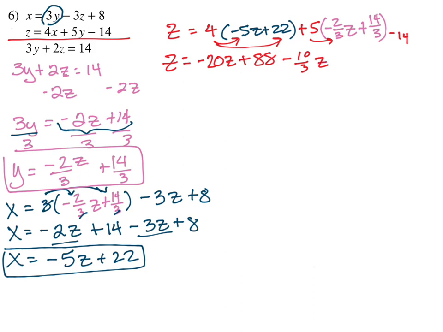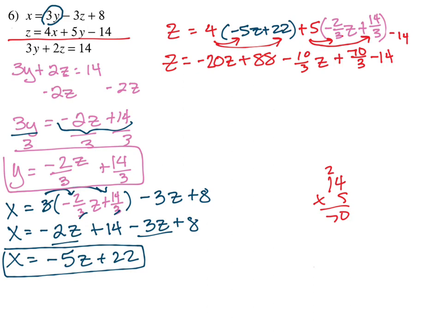Am I going too fast? Well, you got 5 times 14. Anybody have a number on that? 5 times 14. 70. I think I got 70. So 70 over 3? 70/3 minus 14. Okay.